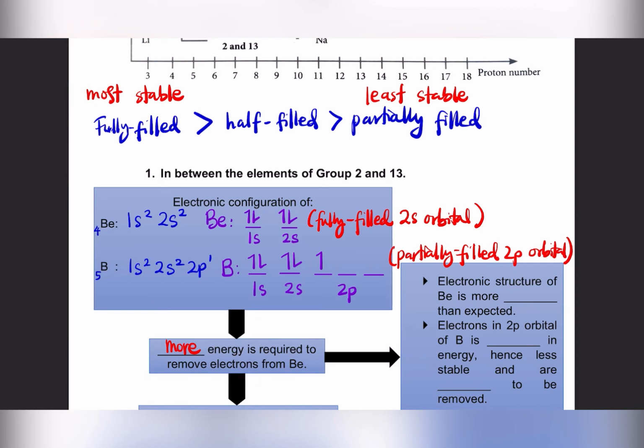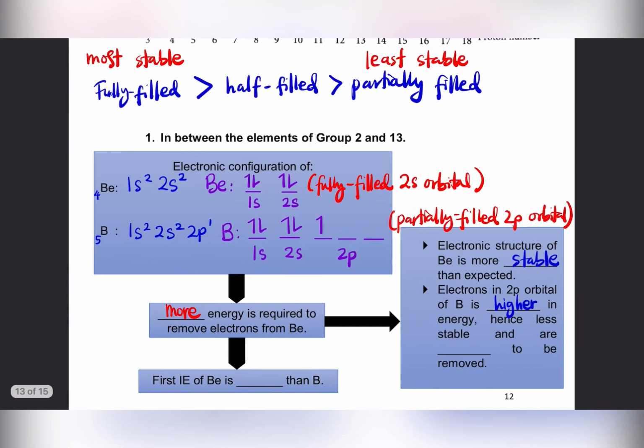So a bit more information. Why? Because the electronic structure for beryllium is more stable than what we expected. So this one is much more stable because the electrons in 2p of boron are higher in energy. So bila dia higher in energy, kerana kita susun mengikut aufbau, 2p lebih tinggi daripada 2s. So bila dia higher in energy, dia less stable. And that's why it is easy to remove the electrons.